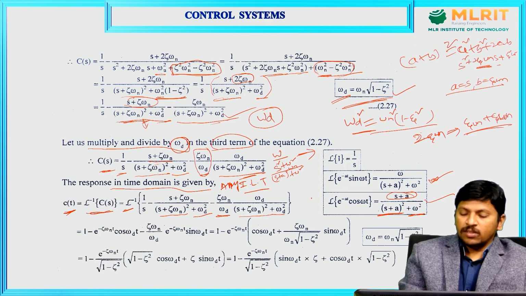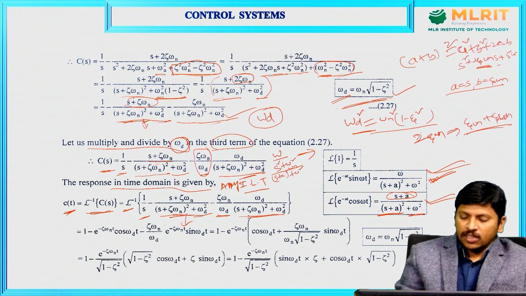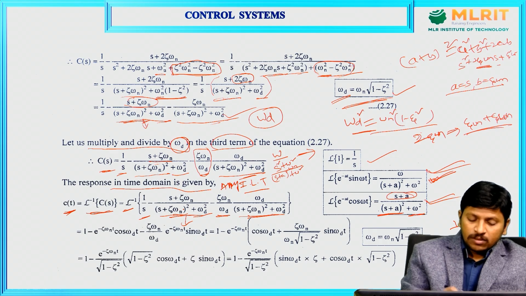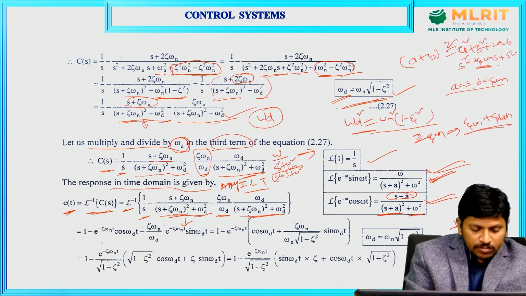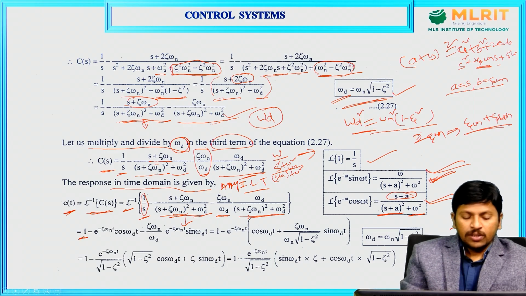This term comes under this formula, and this term comes under this other formula. Two formulas here. 1/s is nothing but, in the time domain after the inverse Laplace, 1. Okay, good. Then (s + zeta omega_n) divided by ((s + zeta omega_n)^2 + omega_d^2) is the same formula.